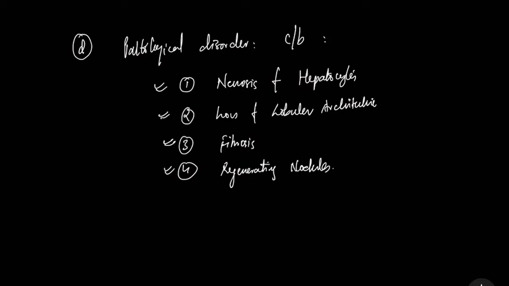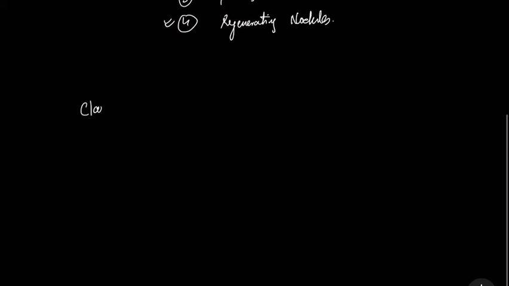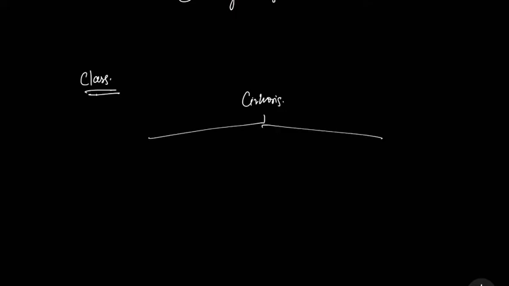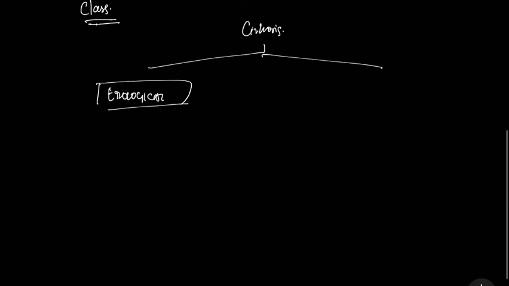Now, coming to the classification for your cirrhosis. Cirrhosis can be classified based on two things. There is your etiological classification, depending upon the causative features, and then there is your morphological classification.